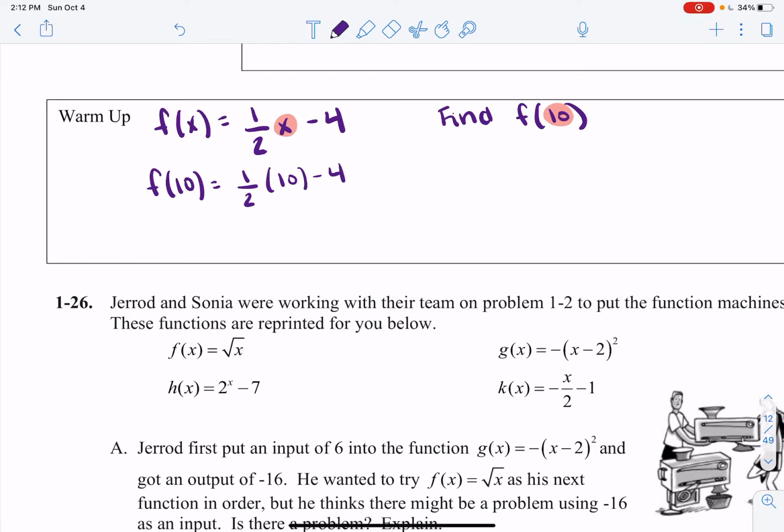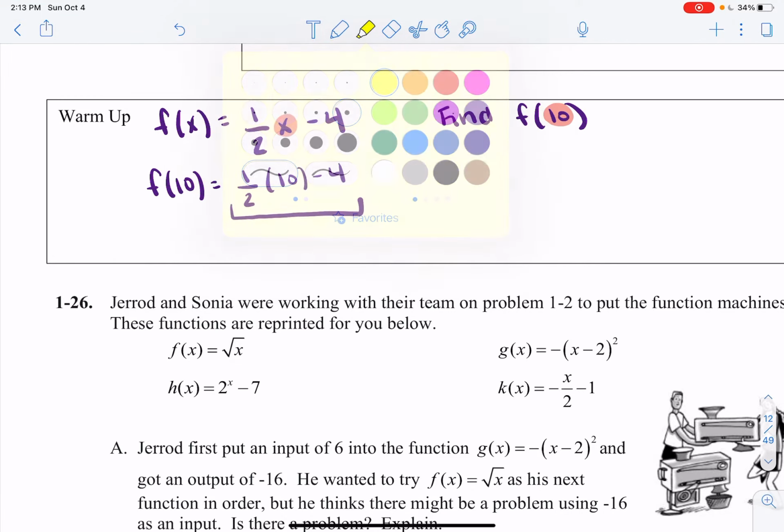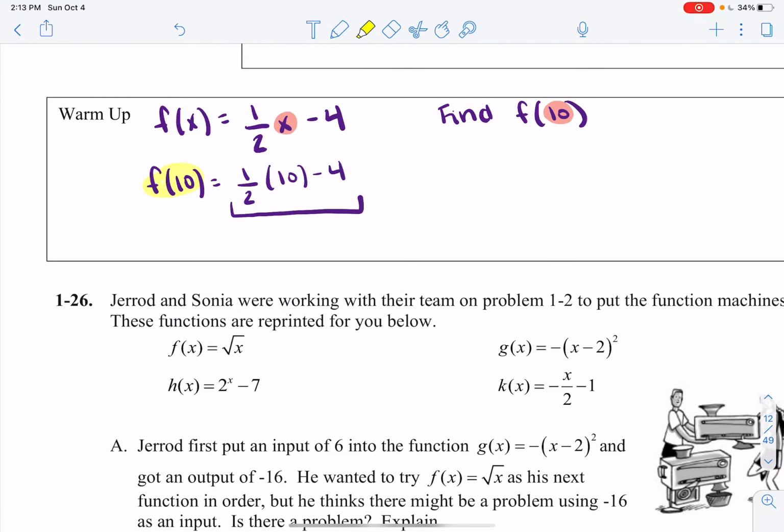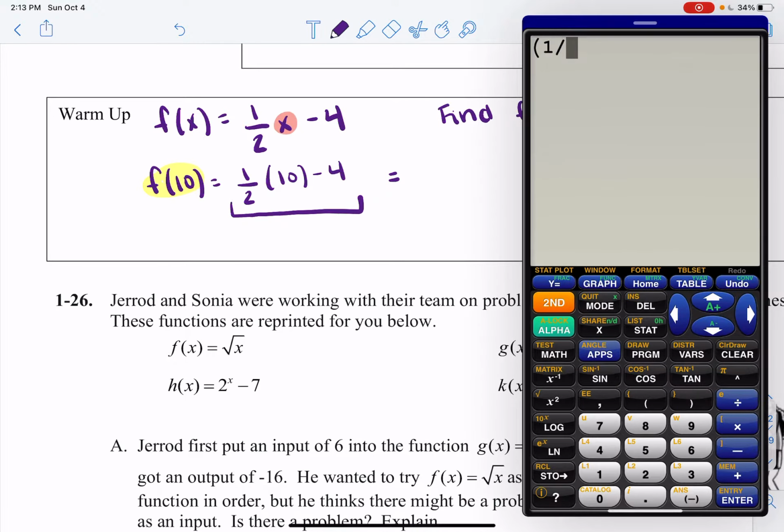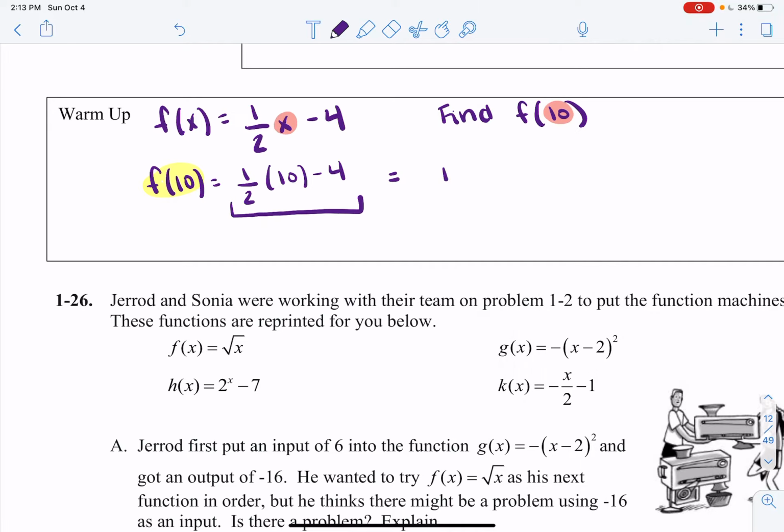What you're going to do next is solve just 1/2 times 10 minus 4. A slightly common mistake is students will think that they need to do something with this f of 10. You don't. That's just saying that we plugged 10 in for our variable. All right, so we're going to take 1/2 times 10 minus 4, and if you're not sure, you can always just take 1/2 times 10 in your calculator, and that gives me the answer 1.